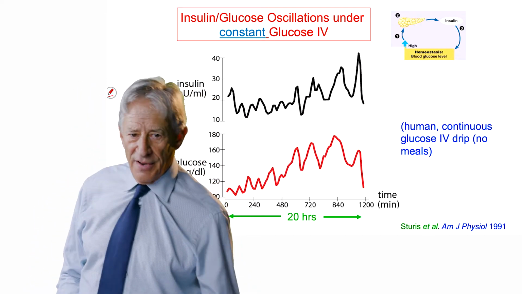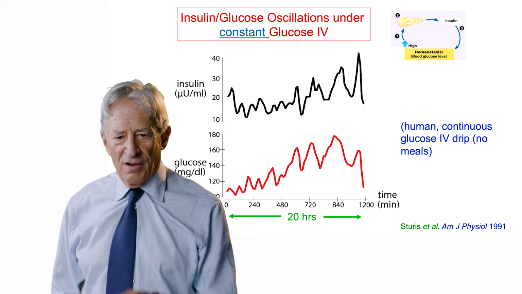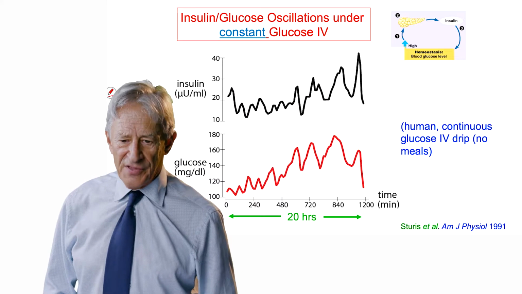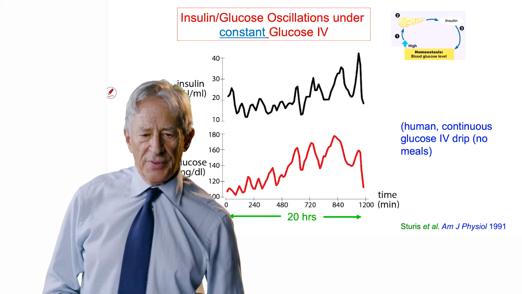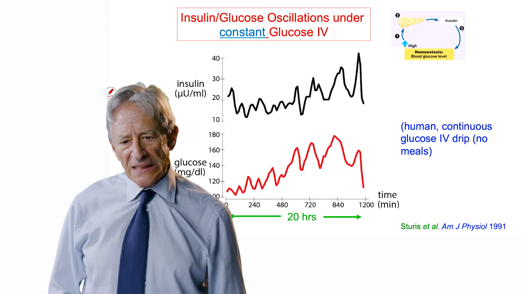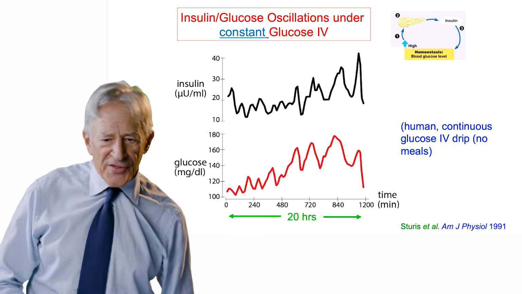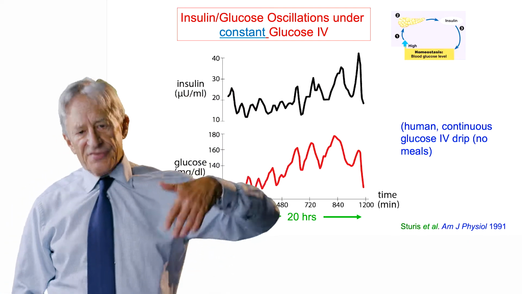Let's go to another example. Insulin glucose. Very nice paper from the group at the University of Chicago, Pritzker Medical School. They looked at insulin glucose, and they saw oscillations in insulin and glucose.